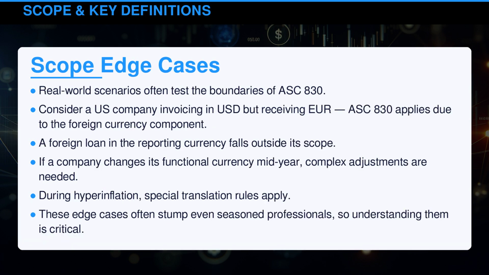Real-world scenarios often test the boundaries of ASC 830. Consider a US company invoicing in USD, but receiving EUR. ASC 830 applies due to the foreign currency component. A foreign loan in the reporting currency falls outside its scope. If a company changes its functional currency mid-year, complex adjustments are needed. During hyperinflation, special translation rules apply. These edge cases often stump even seasoned professionals, so understanding them is critical.